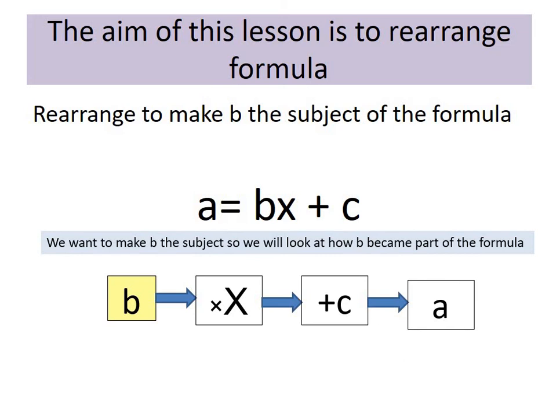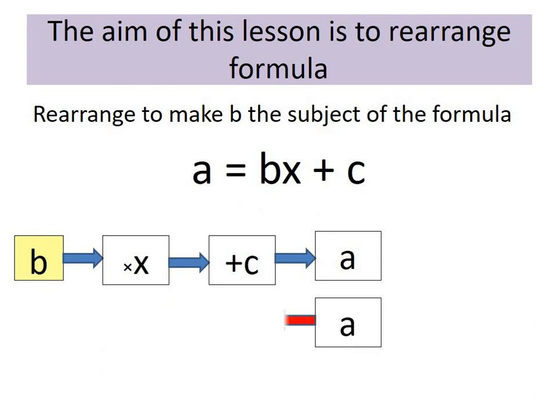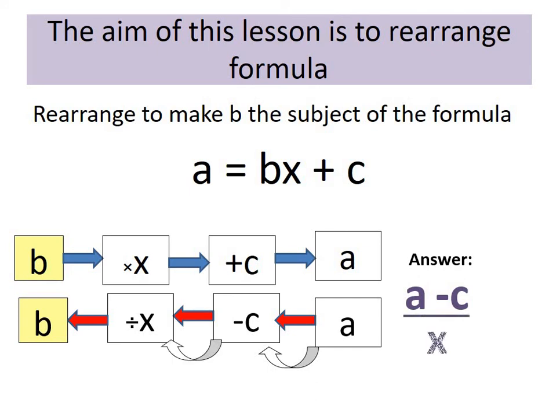If we reverse the process, we will manage to find out how we got B as part of the formula. So we start with A. The opposite of adding C is to minus C, and the opposite of timesing x is dividing by x. So my answer, reading from right to left, is A minus C divided by x. Now in algebra, we write the divide like a fraction, and the answer is B.